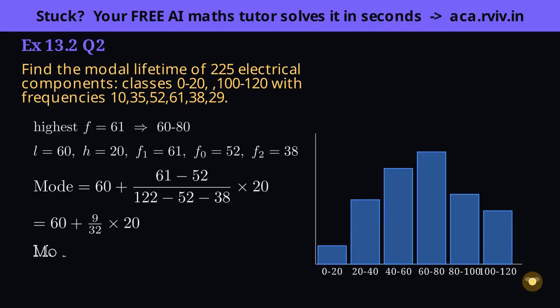9 over 32 times 20 is about 5.6, so the modal lifetime is 65.6 hours. So the picture holds. The class just before the peak is much heavier than the one after, so the mode is tugged only slightly above 60. Whenever the pre-peak neighbor is close to the peak, expect the mode to sit low in the modal class. The formula is just measuring that pull.